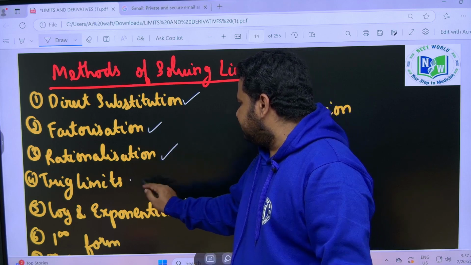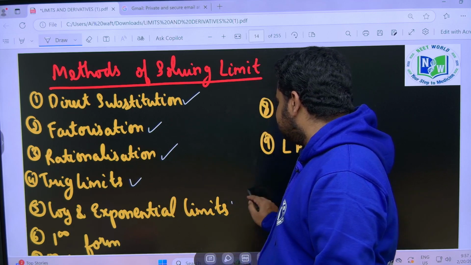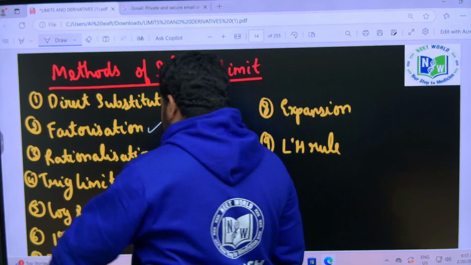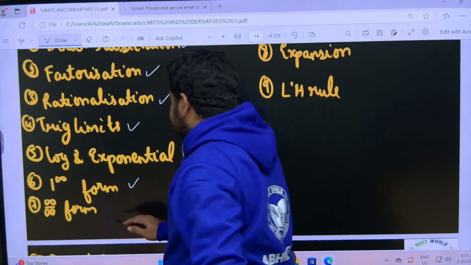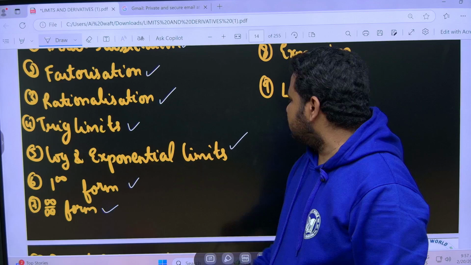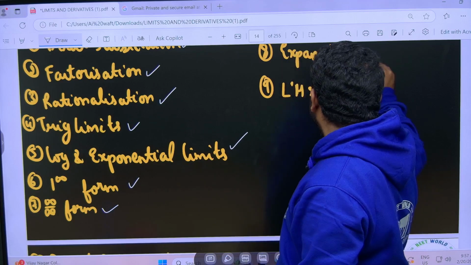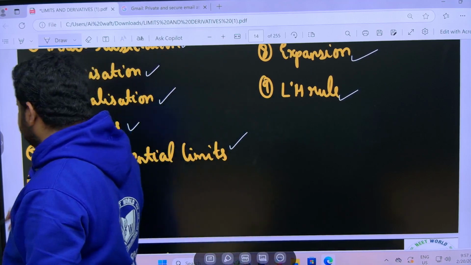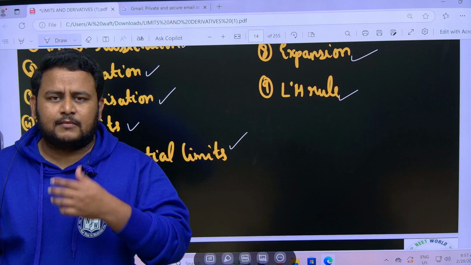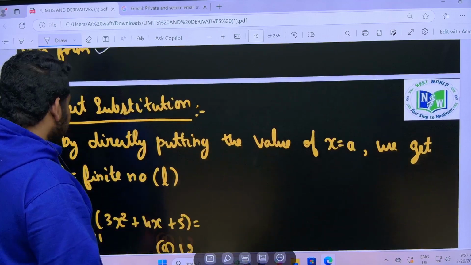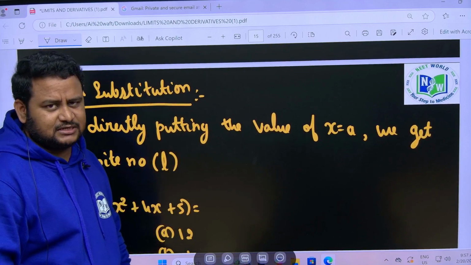Then trigonometric limits, log and exponential limits, 1 to the power of infinity form, next is infinity by infinity form. I told you about this when I told about indeterminate forms. Next is by expansion, then by L'Hospital rule. And in the trigonometric limits, we will also be using the sandwich theorem. So I told you various methods of solving the limits. Let us see one by one.